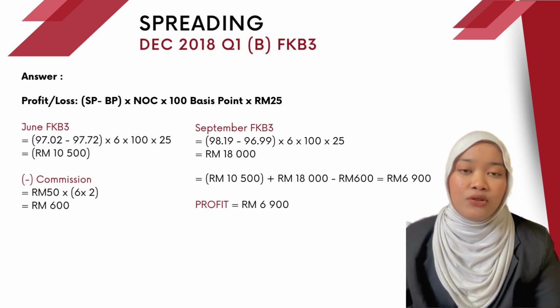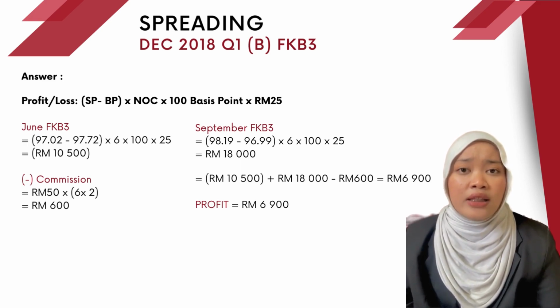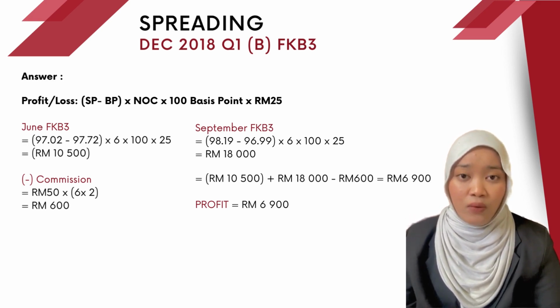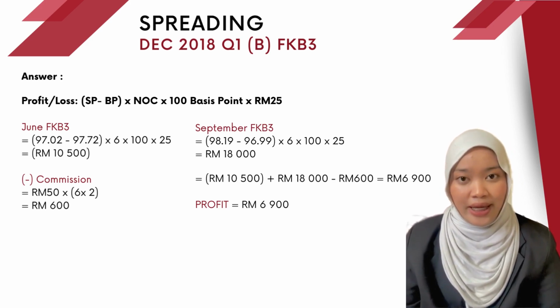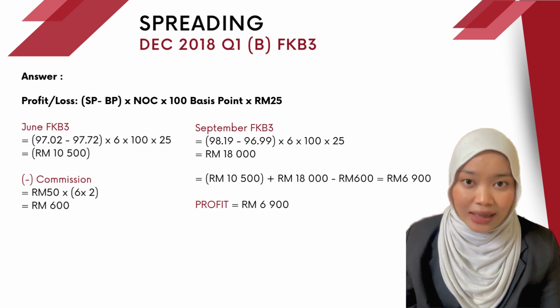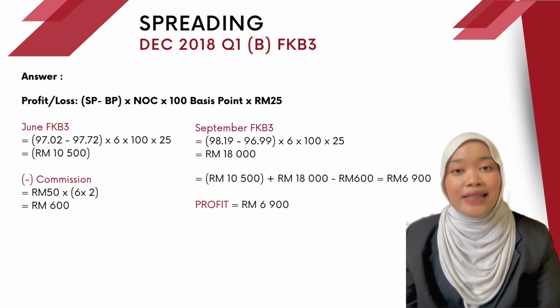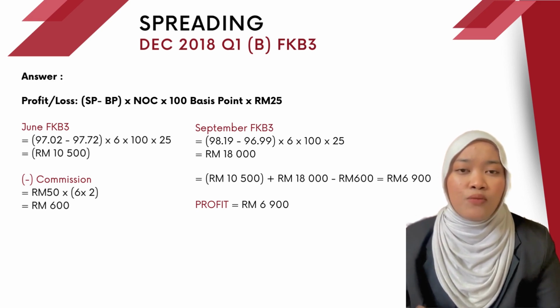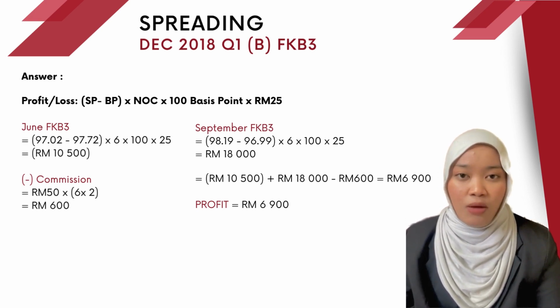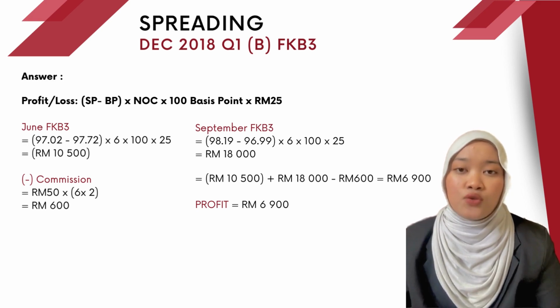Thus, June FKB3 resulted in a loss of 10,500 ringgit, while September FKB3 resulted in a profit of 18,000 ringgit. After that, do not forget to calculate the commissions as stated in the question. To assess the total commissions, we need to multiply the 50 ringgit commission by 6 lots and 2 contracts.